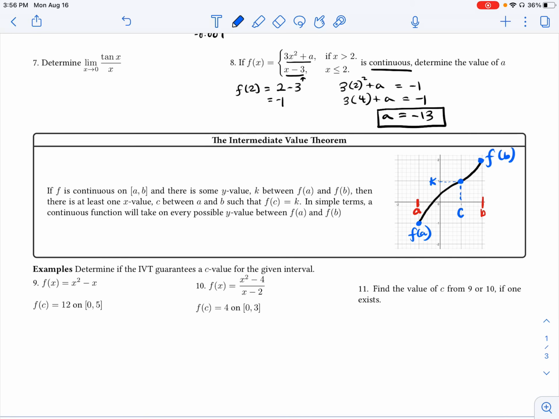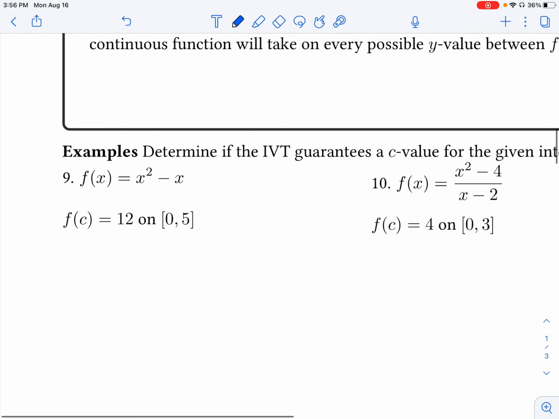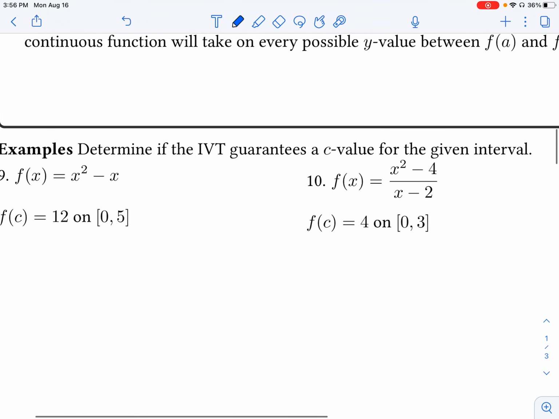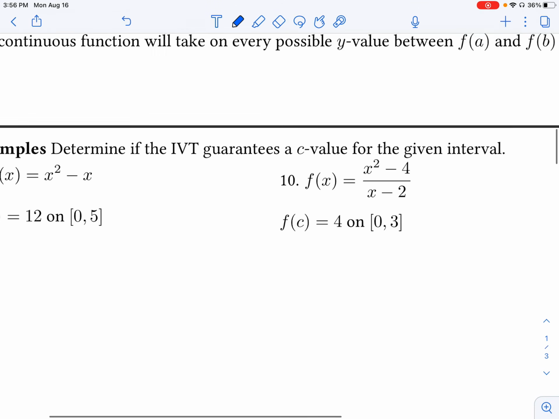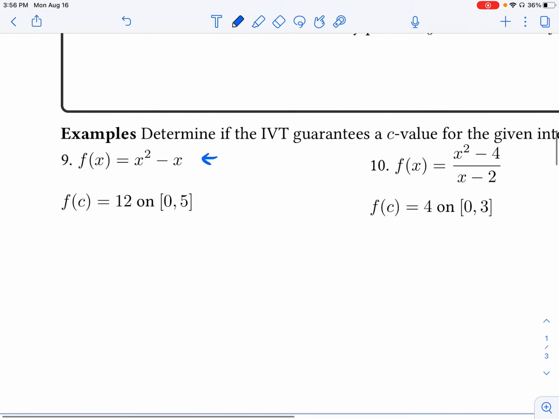So what are some ways that I might ask about this? Consider something like number 9. Number 9 says, look at this function. Determine if IVT guarantees a c value for the given interval based on what's given. Well, right away, I see that this is a polynomial function, so this is continuous for all values of x. So that condition for IVT has been met.